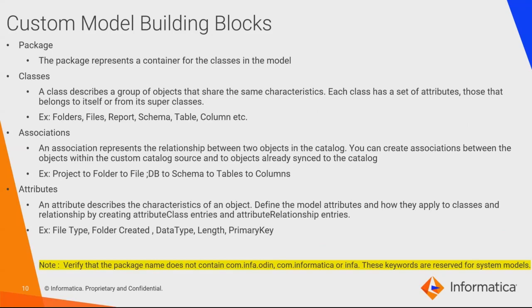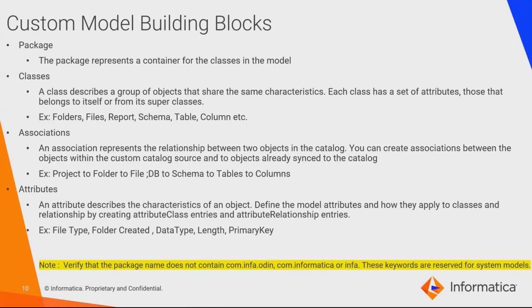And then a class is nothing but an object or a group of objects, and it has a set of attributes, those that belong to itself or come from a superclass. A class can be a folder, a file, a database schema, a table, or a column. So these are the examples. Basically, any object can be treated as a class.